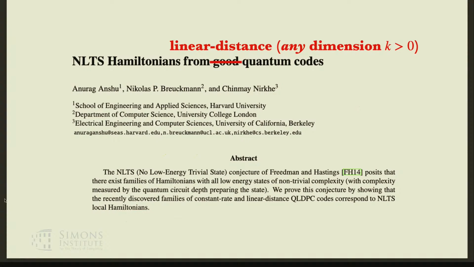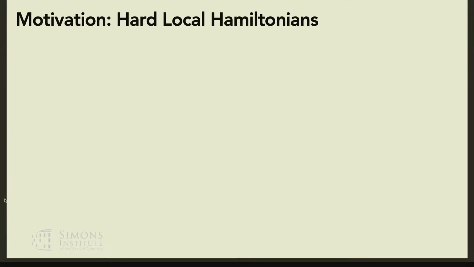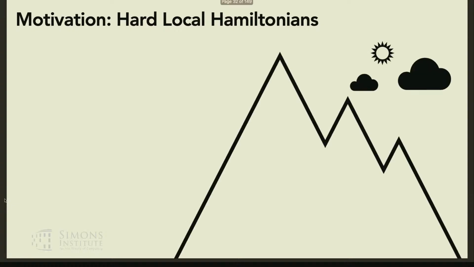So I'll now be talking about NLTS Hamiltonians, and specifically how we can get them from just any linear distance code. The motivation for this work comes from the study of hard local Hamiltonians. We can kind of view local Hamiltonians as a mountain, where as we go up the mountain, things get harder. And by things get harder, I mean it gets harder to compute things about low energy states of the local Hamiltonian.